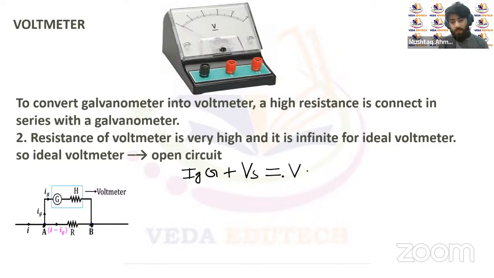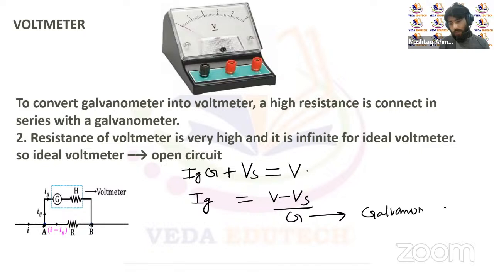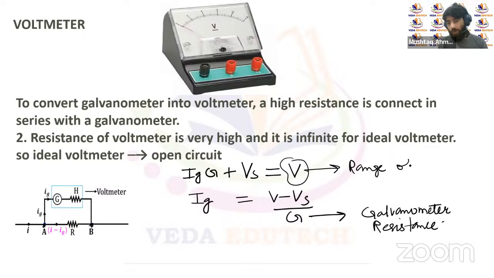So IgG plus Vs is equal to V. From here we can write the value of Ig, that will be equal to V minus Vs upon G, where G is the galvanometer resistance. And what is the V here? This V is actually the range of the voltmeter.